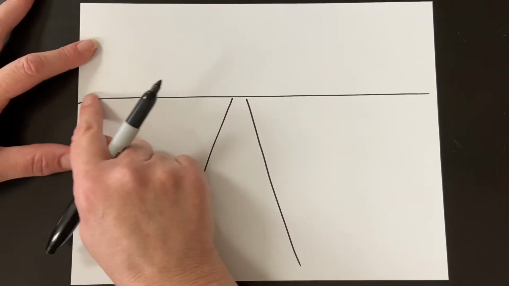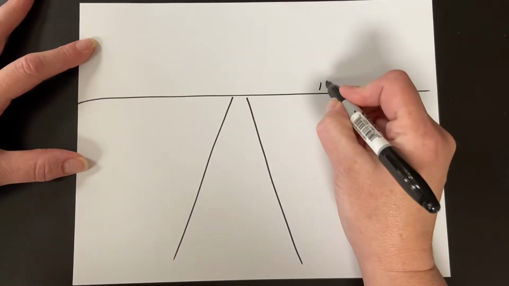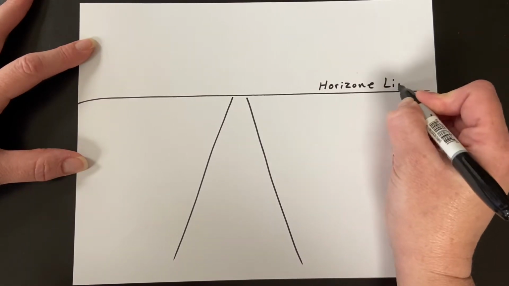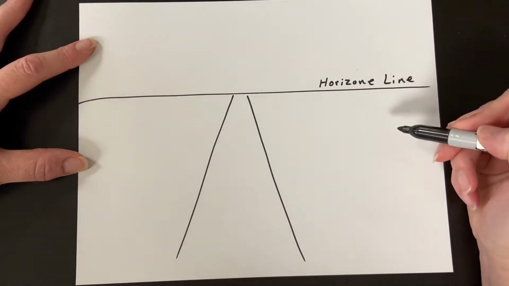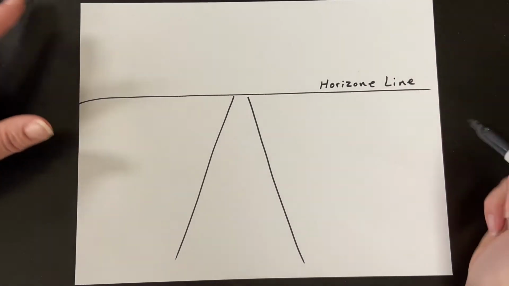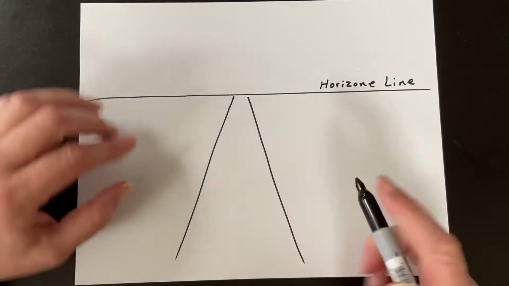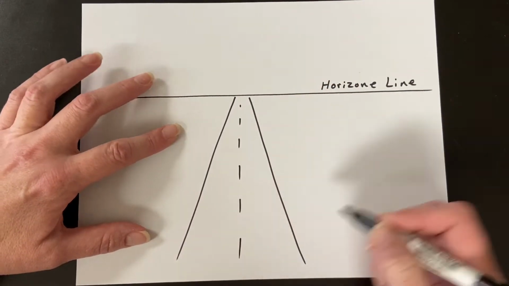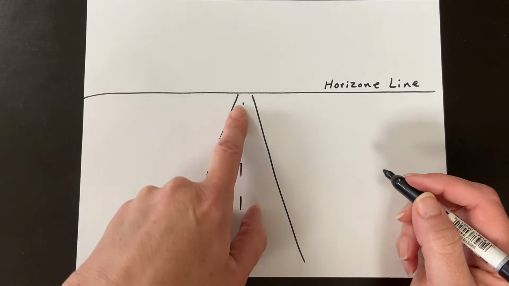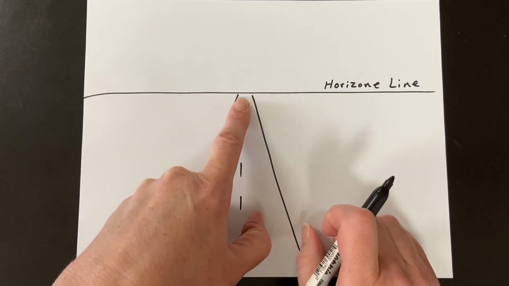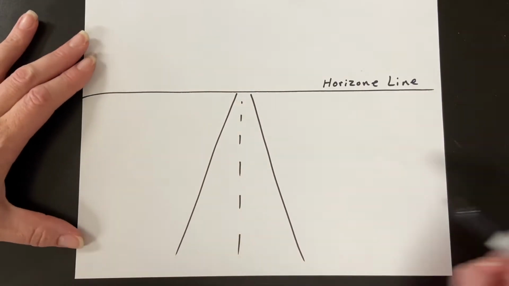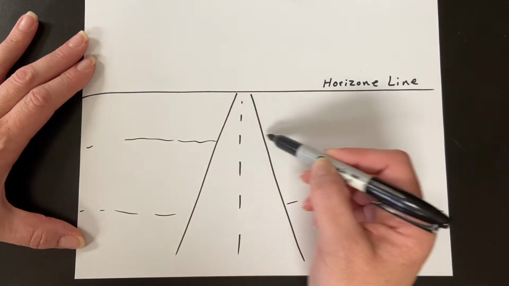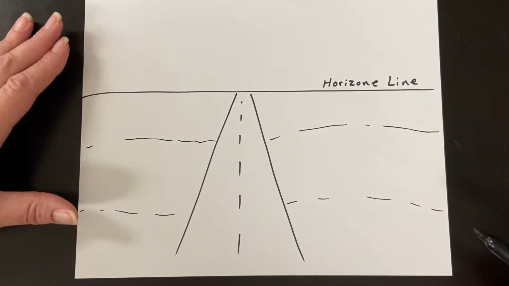So right here, what I did was I created a horizon line, okay? And that separates the sky from the ground. Then, as you notice, I already put in a road here, and everything gets smaller and less detailed the closer it gets to that horizon line. And then over here, we have a foreground, a middle ground, and a background, okay?